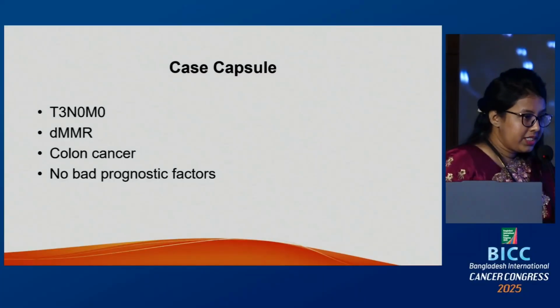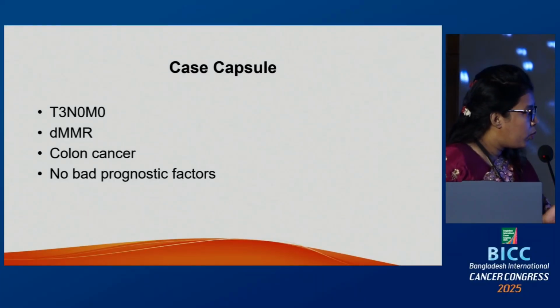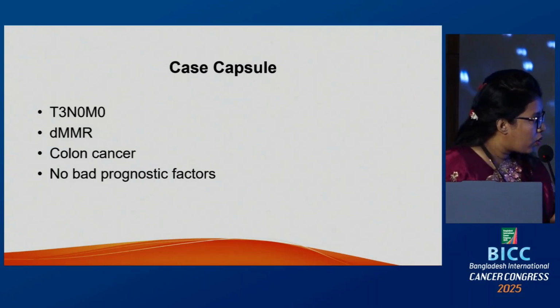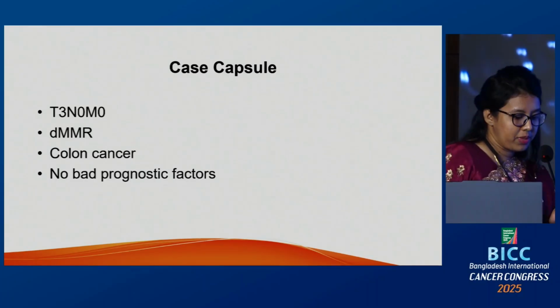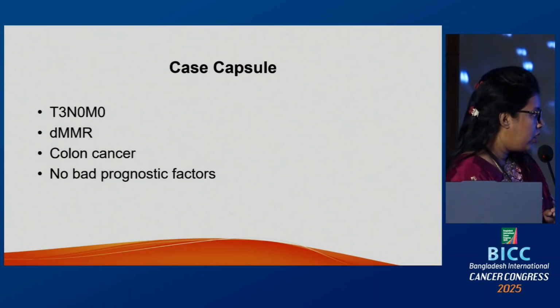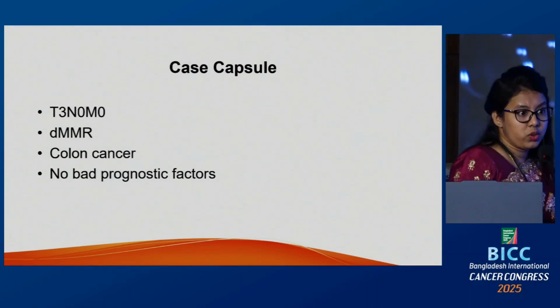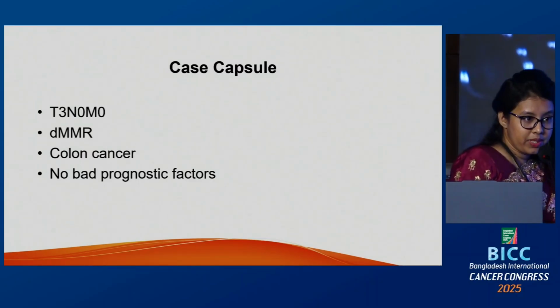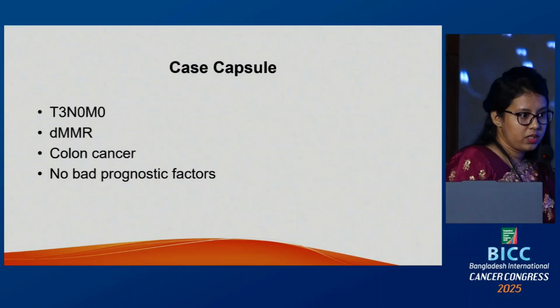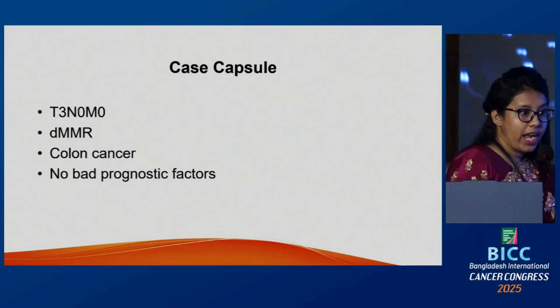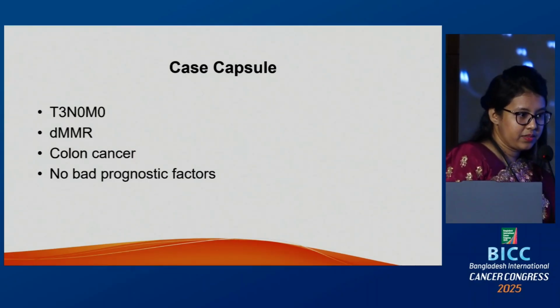So let's see this case capsule. This is the most common clinical scenario we frequently face in our clinical practice. This is a stage 2 colon cancer with deficient MMR and no bad prognostic factor is present here. So in this case, what do you think? Does this patient need any adjuvant chemotherapy? Yes or no? We really get in trouble while deciding on adjuvant chemotherapy in this case.